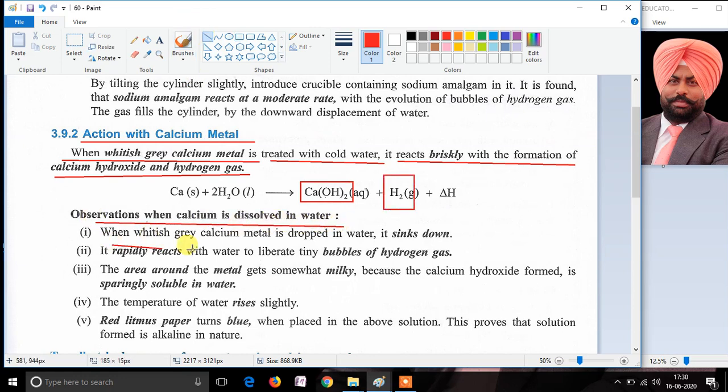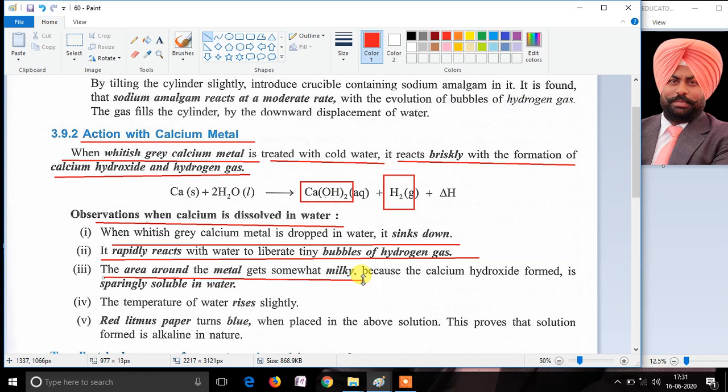When calcium is dropped in water, the calcium metal sinks down. The calcium metal rapidly reacts with water and it produces the bubbles of hydrogen gas. The area around the metal becomes somewhat milky. The area where the calcium metal is dropped, the water around that calcium metal gives a milky appearance.